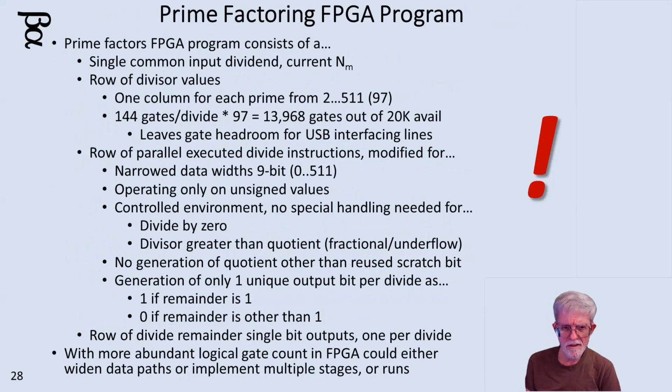So the actual prime factoring program would be single input, row of divisor values, parallel divide instructions. There would be constraints on what we need to worry about to reduce the number of gates. And you have a row of dividers where all you need is 1 bit out from each one of them that says, is the result actually 1 or a number other than 1, a fraction?